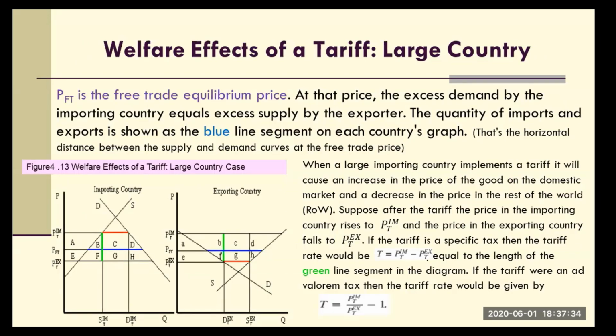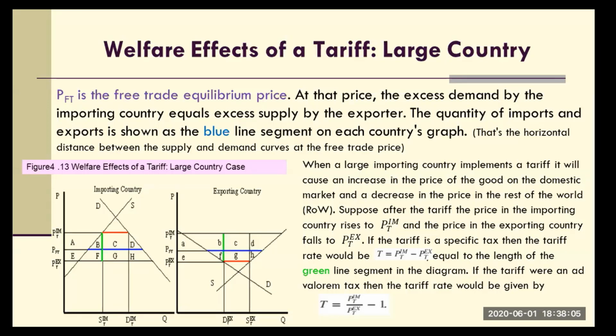Thus, the price of free trade is at the equilibrium price. At that price, the excess demand by the importing country equals the excess supply by the exporters. The country's imports and exports are shown as the blue line segment on each country's graph. That is the horizontal distance between the supply and demand curves at the free trade price.